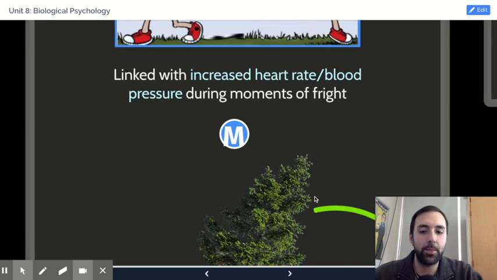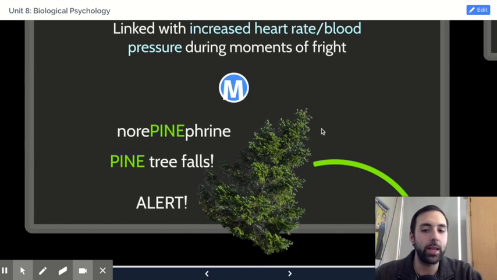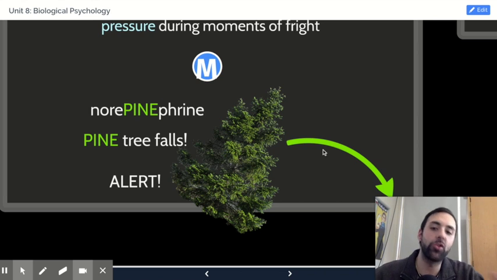It's a little bit of a silly mnemonic, but I look at the word pine in the middle and I think about what would happen if a giant pine tree fell over. You'd get really alert really fast. You'd probably jump out of your chair. So whenever I see that word pine in the middle, I always think about a tree falling over and triggering a ton of alertness.